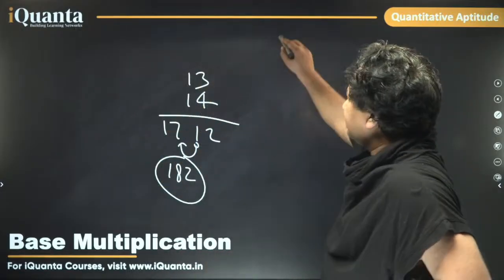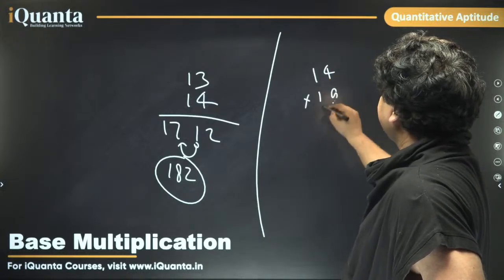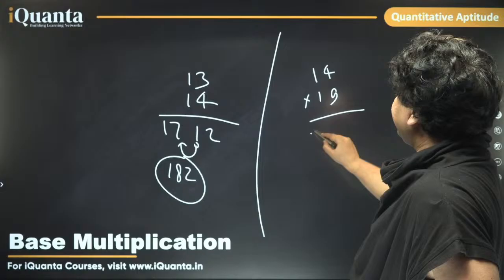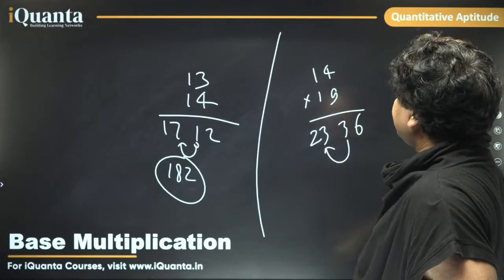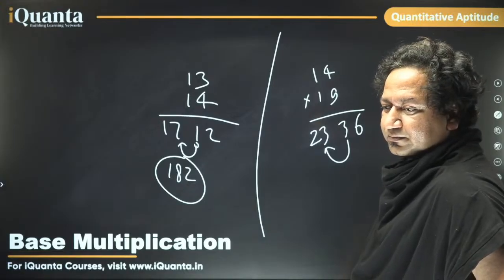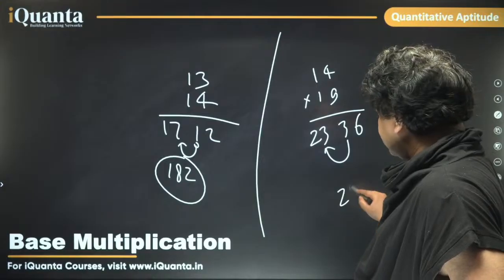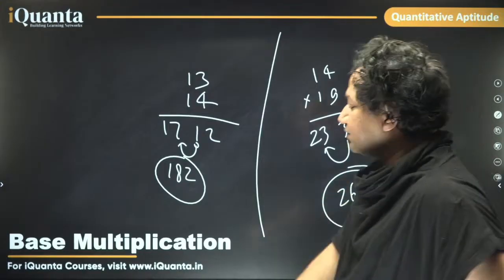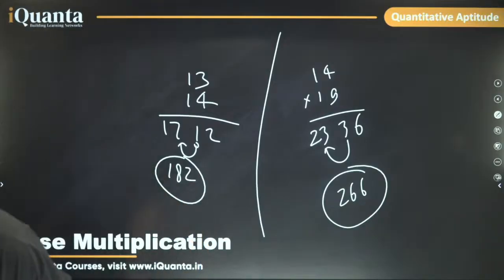Let's do one more. 14 multiplied by 19. 14 plus 9 is 23, and 4 into 9 is 36. 3 goes carry forward. Looks good. We have 266 as the answer. So now I would like you guys to absorb this information for a minute and then tell me if this is understood by everyone.